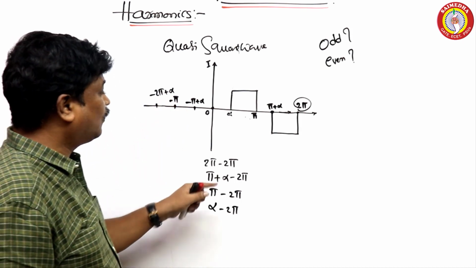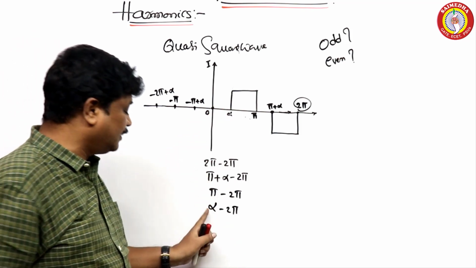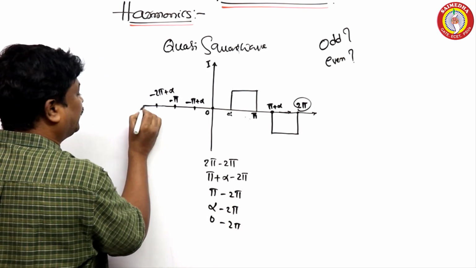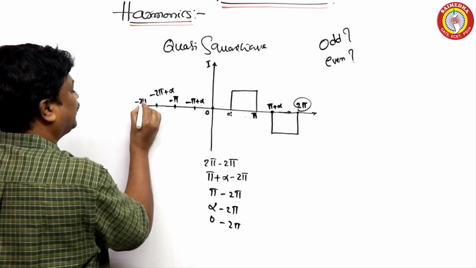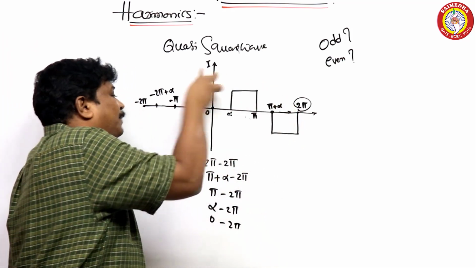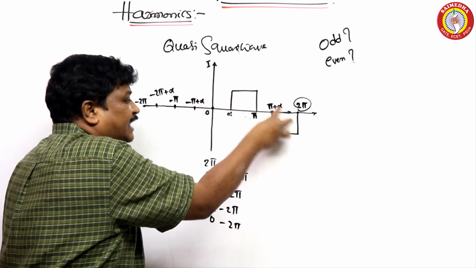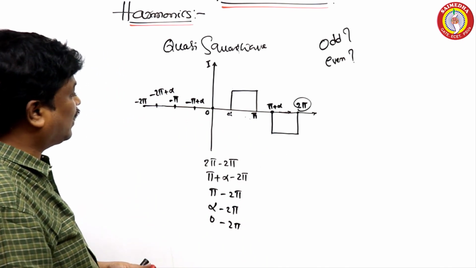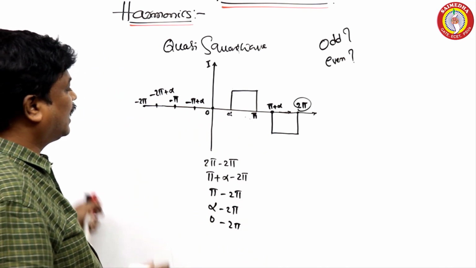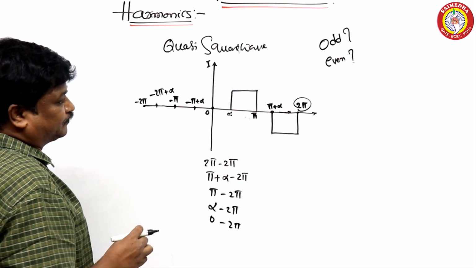And finally, what is this one? 0 minus 0. This is 0, right? 0 minus 2 pi. Minus 2 pi you can get here. Whatever the waveform is there, we have to replicate here. We should take the replica of this one. So what happened in this case? How will your waveform appear?